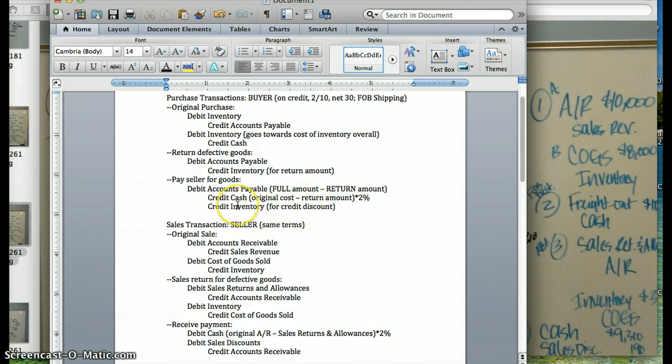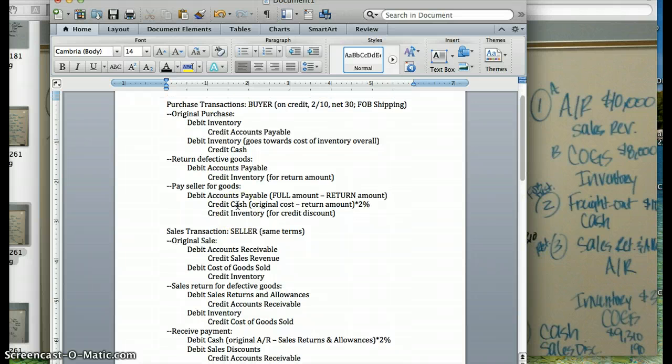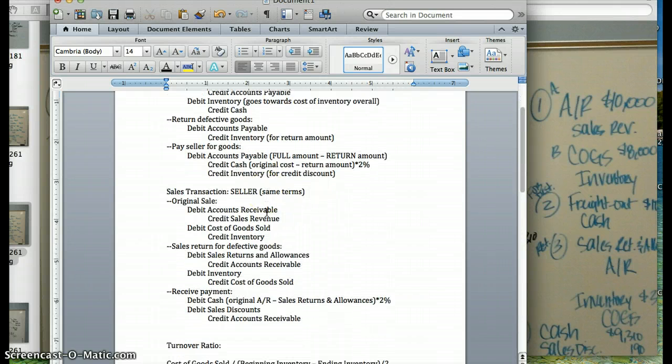So those are the 4 inventory transactions that you will have as a buyer. It'll be the original purchase and your FOB shipping, both debits. Then your credits are the inventory for the return, and lastly, the credit to inventory for the credit discount.